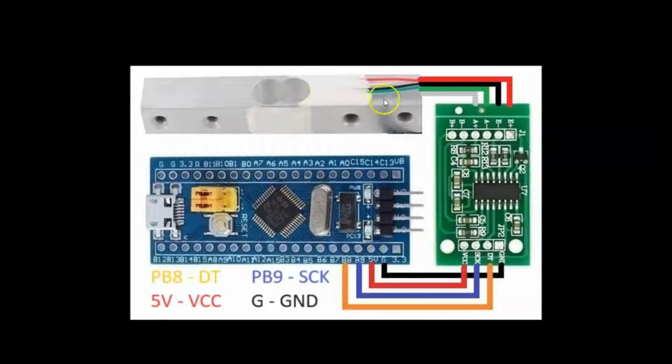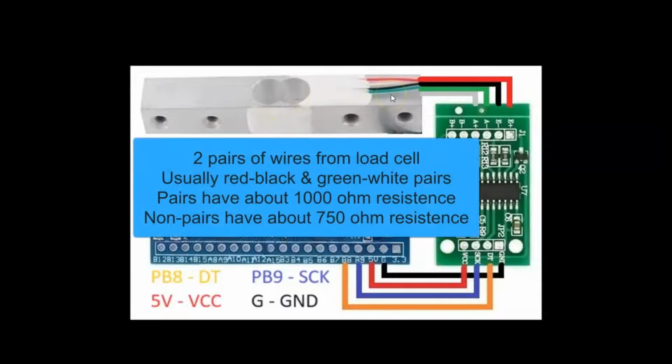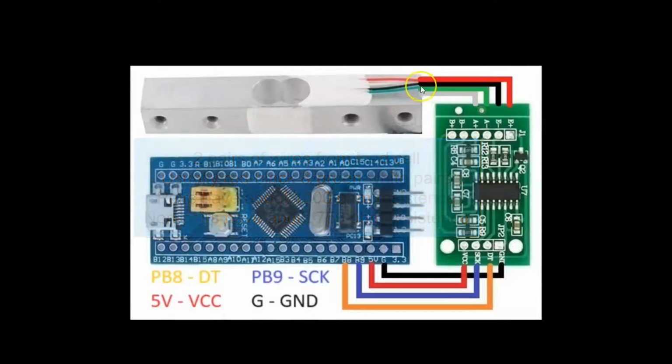The wiring diagram is here. From the load cell, there are 4 wires. There are two opposite pairs. Two opposite pairs have to go to E plus and E minus, and another two opposite pairs have to go to A plus and A minus. Usually, red and black is one pair and green and white is another pair. From here, ground to ground, VCC to 5 volt, and PB8 to DT, PB9 to SCK.